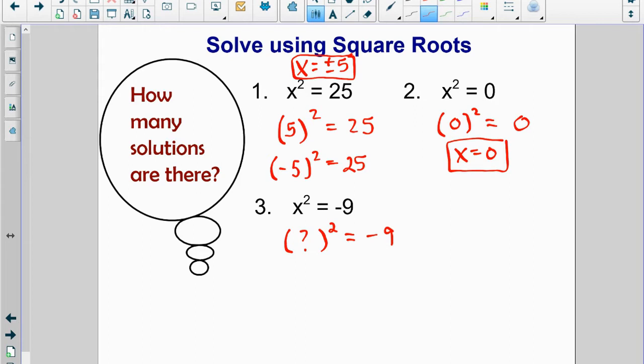We did learn about imaginary numbers in a previous unit and lesson this year. And in fact, there are solutions to this. They just happen to be imaginary. But for right now, I'm just going to write no real solutions. Just like we did when we solved by graphing, where our parabola never crossed the x-axis, we could say no real solutions. That's going to happen here too.